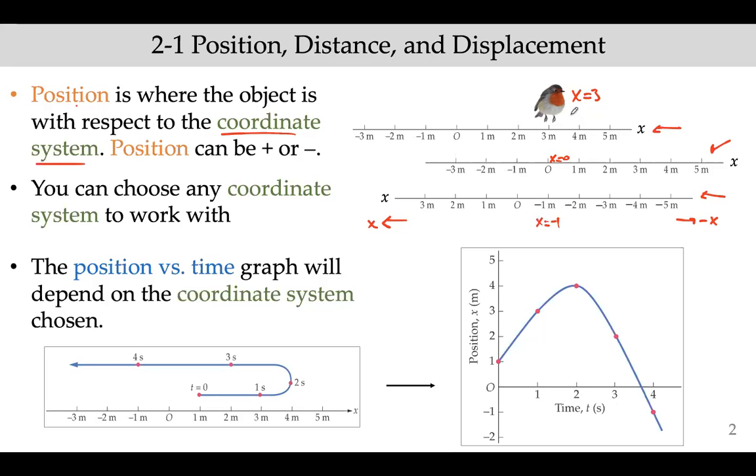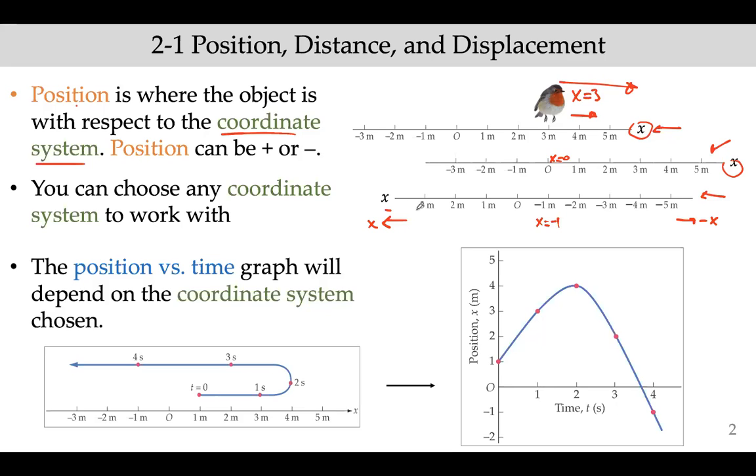And let's say the bird is moving this way, to the right. With respect to the first and the second coordinate system, the bird would be moving in the positive direction. But with respect to the third coordinate system, if it's moving this way, it's actually moving towards the negative side. So we would say it's moving in the negative direction. Okay, so the coordinate system is important. Which coordinate system do you have to use? Well, it's up to you. You can choose any coordinate system to work with.